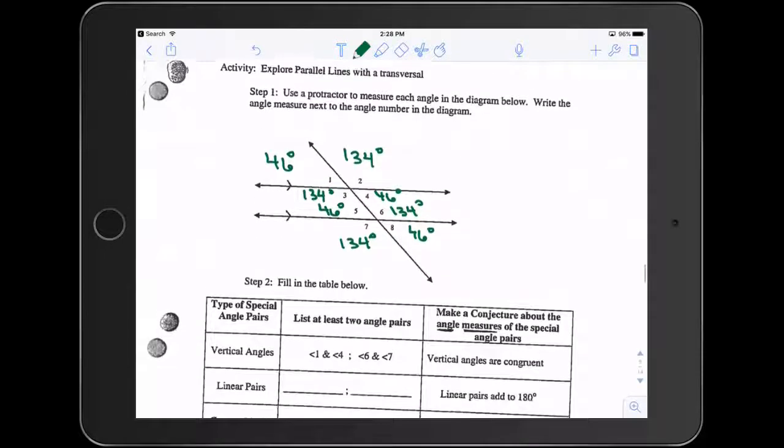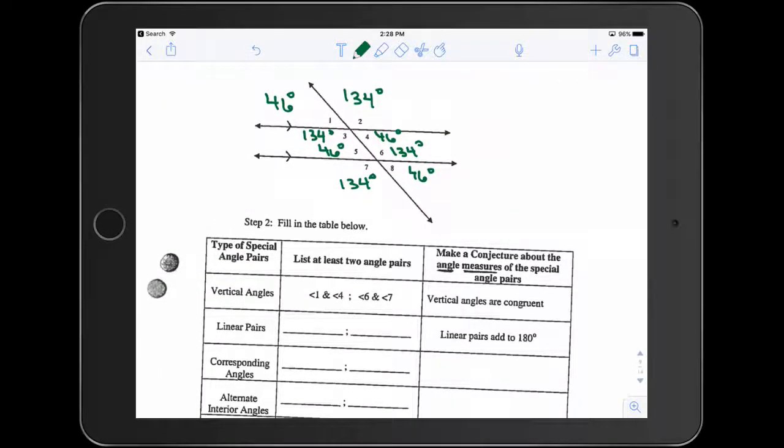Okay, so if I come down here, it says fill in the table below. Actually, you know what? Let me take a step back. I just want to make sure that you see a couple things. One is notice that we're using this symbol or these symbols to represent parallel lines. So here, this and this, these two are parallel.